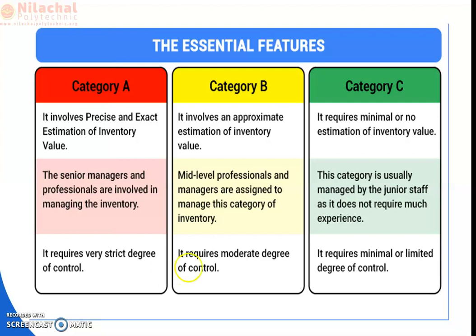Then C category. C category items are minimal, with a very low estimated inventory value. Only a very minimal or limited degree of control is required. This category is usually managed by junior staff and does not require much experience, and these items are plentifully available. 70% of items are related to C type and they are only 10% of the inventory carrying cost for the company.